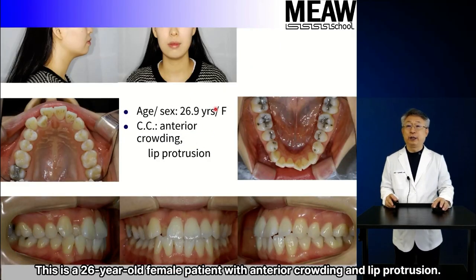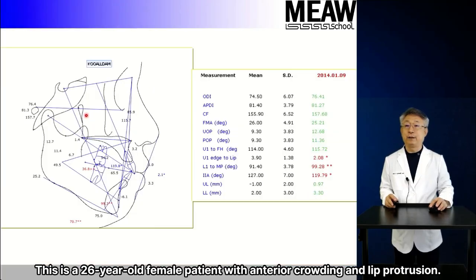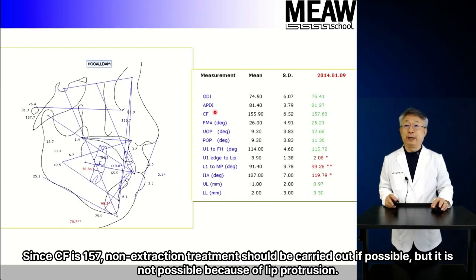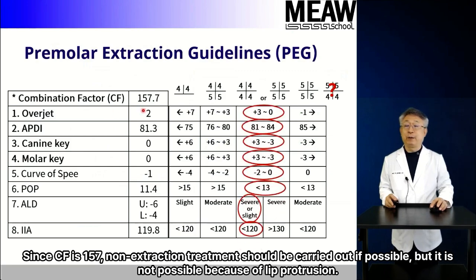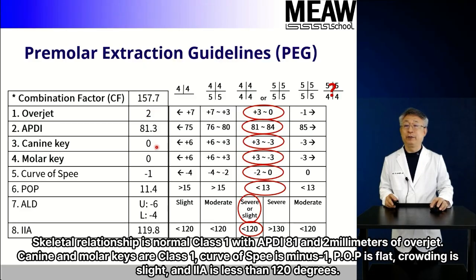This is a 26-year-old female patient with anterior crowding and lip protrusion. Since CF is 157, non-extraction treatment should be carried out if possible, but it is not possible because of lip protrusion. Skeletal relationship is normal. Class 1 with APDI 81 and 2 mm of overjet. Canine and molar keys are Class 1. Curve of SPE is -1, POP is flat, crowding is slight, and IIA is less than 120 degrees.